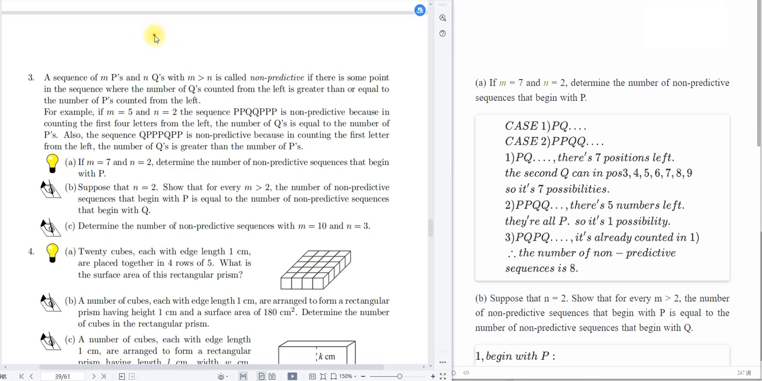Because I will always win. Like this, Q I lose, P I win, but it's useless because I lose in the first hand. Okay, so for predictive there must be always more p's than q's from the left. That is predictive. Non-predictive means the number of q's from the left is greater than or equal to the number of p's counted from the left.